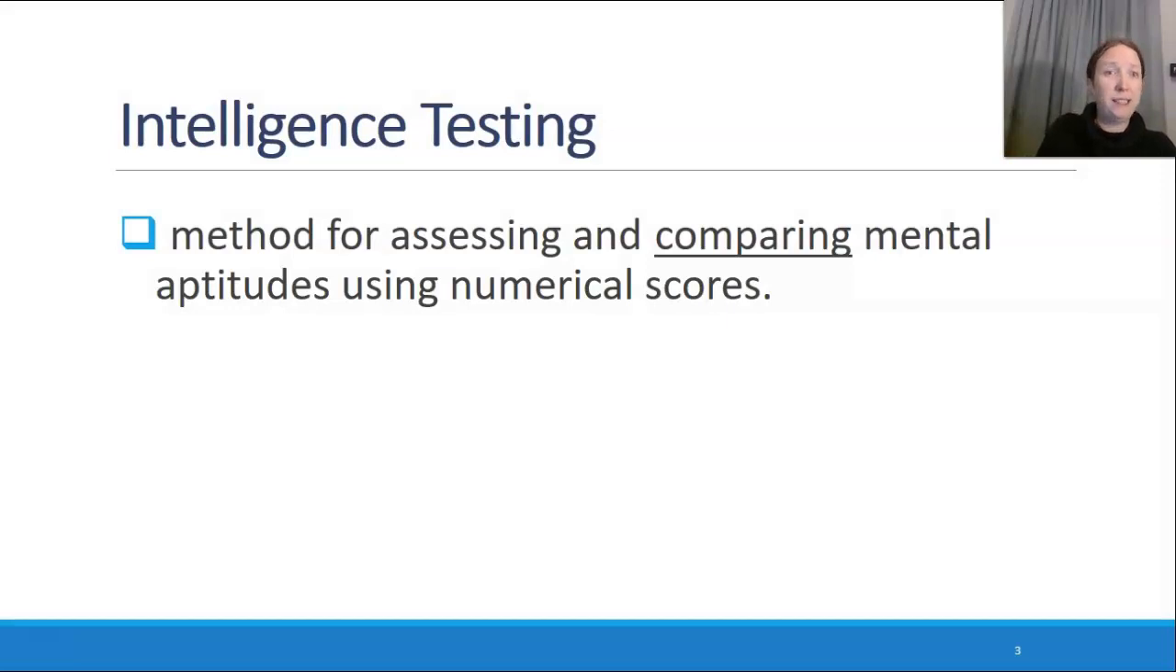The definition sounds basic: a method for assessing and comparing mental aptitudes using numerical scores. But the important part here is the comparing part, because a big part of how we understand intelligence is by comparing, right, wrong, or indifferent, one person to another. Is one person more intelligent or less intelligent? And if they are, what does that mean? And so the comparison part is really kind of the point.